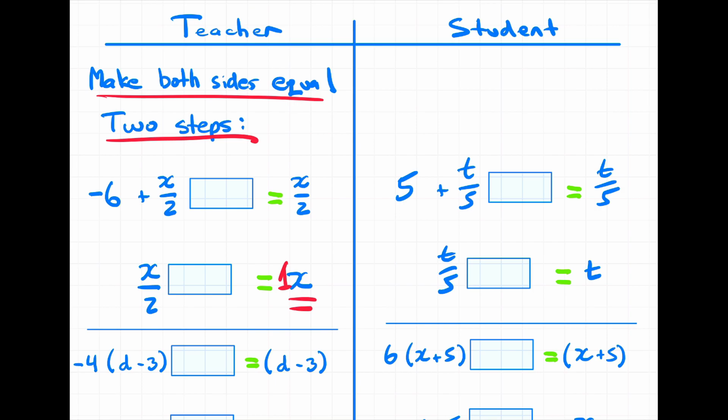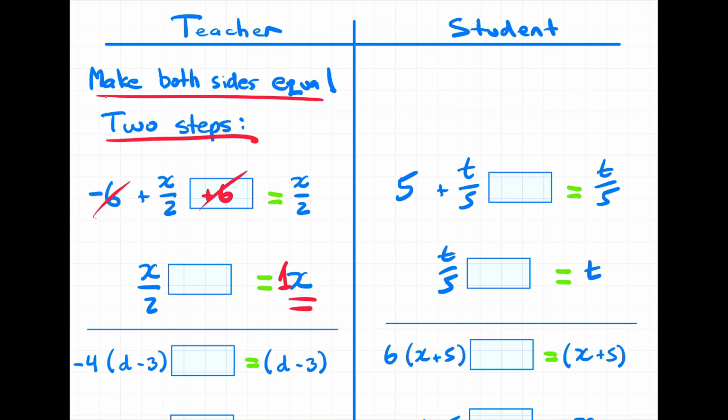So you need to pay close attention to these different types of examples so that you know which operation to perform first. In the first example here, I've got -6 plus x over 2. I want to deal with this -6 first, so I want to add 6 to both sides. That will eliminate those, and now we have x over 2 equals x over 2.